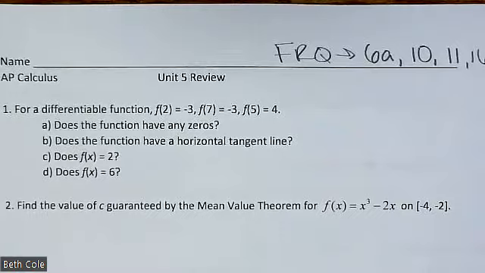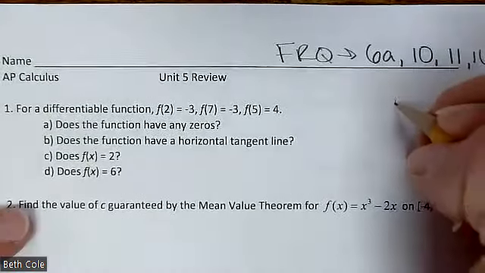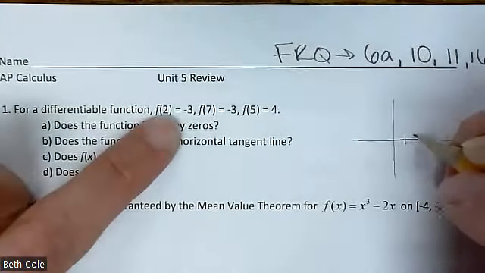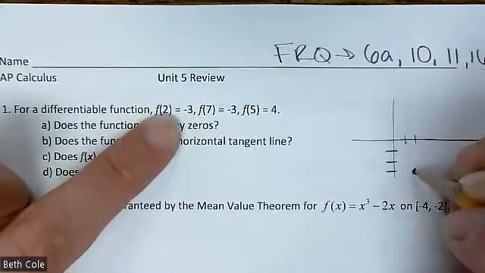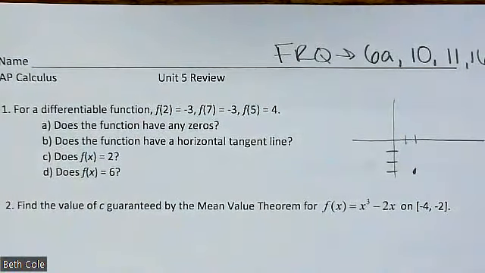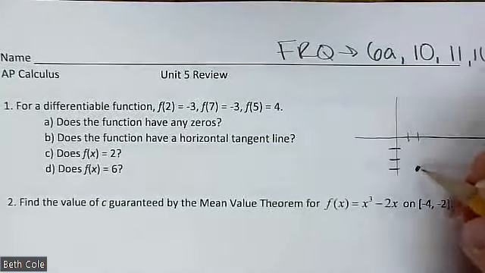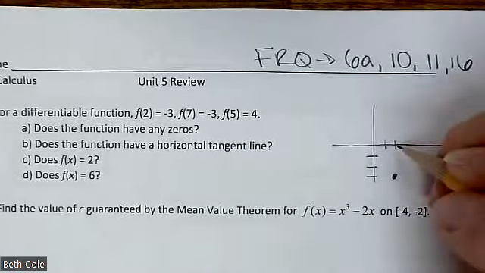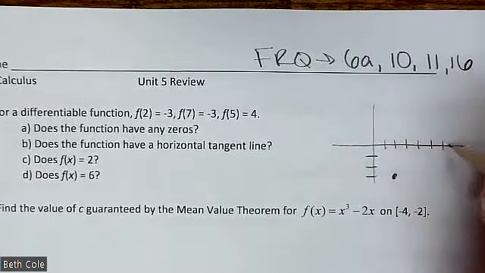All right. So number one, for a differentiable function, f of 2 equals -3. Here's what I would do is I would just draw a quick sketch of that. 2, -3. I know that point is right here. A picture is worth an infinite number of words, just to give you a visual. So that point would be right here. All right, it says f of 7 also equals -3. So that point's right there.